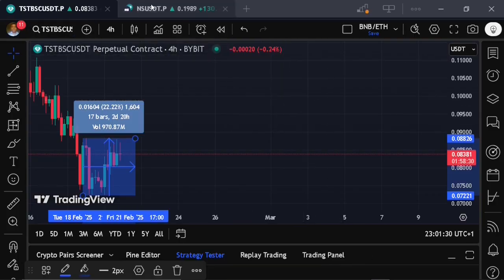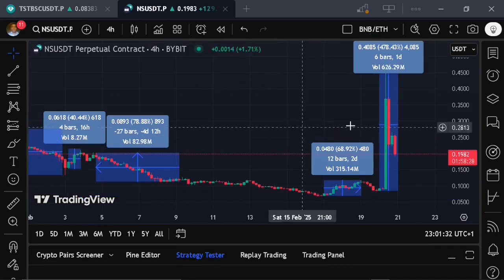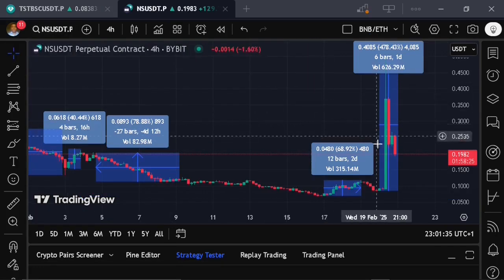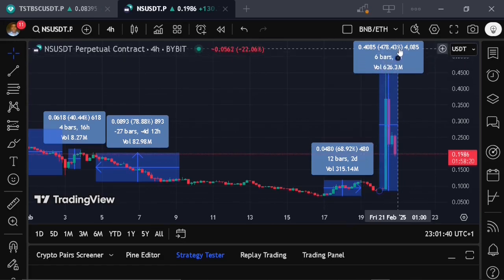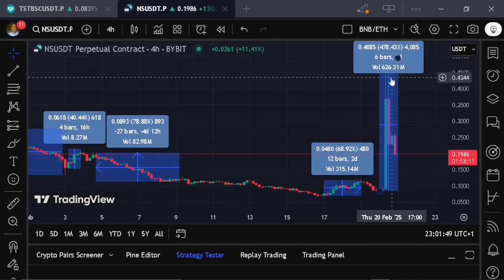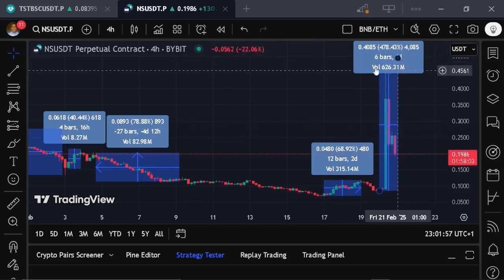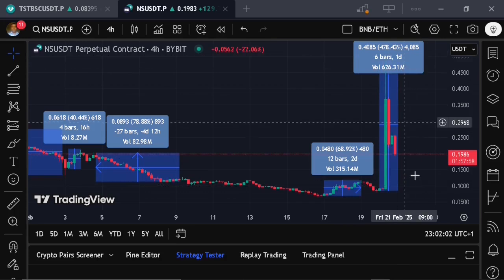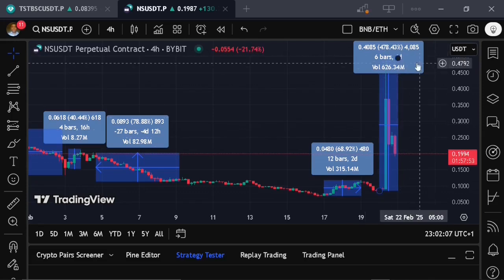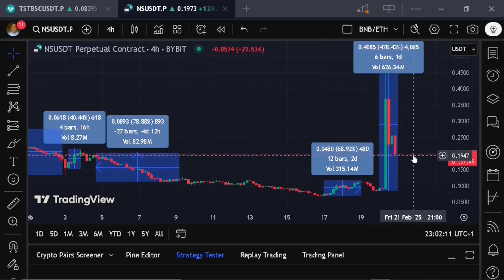For example, just a couple of hours ago, the price action of the NSUSDT cryptocurrency squeezed up by 478.43% in one day. And the best part, you would have made over 450% profits if you were to trade this cryptocurrency on this bullish trend section. The question is, can you imagine making 450% profits in just one day? Isn't that awesome? And do you realize how much opportunity is waiting for you right now?